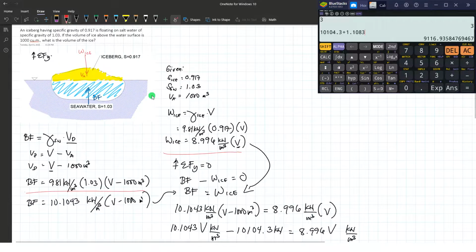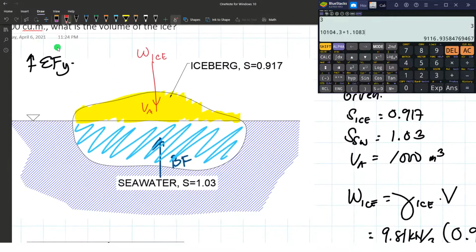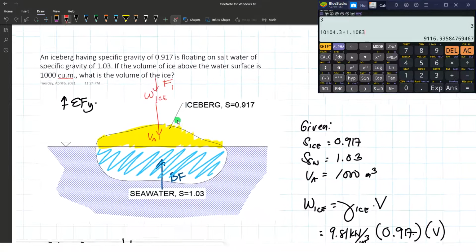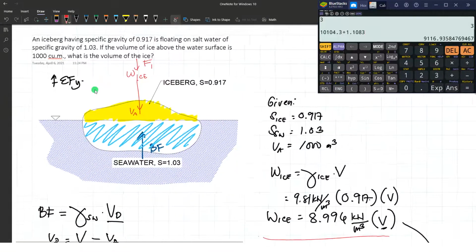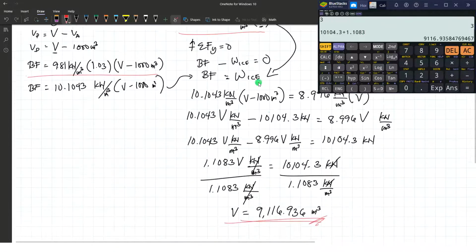Okay, just make an equation equating the weight of the ice to its buoyant force. But if there are external forces, you should also include that. If we have an external force being applied here, we take the sum of forces along the vertical. So that's how you solve this problem.